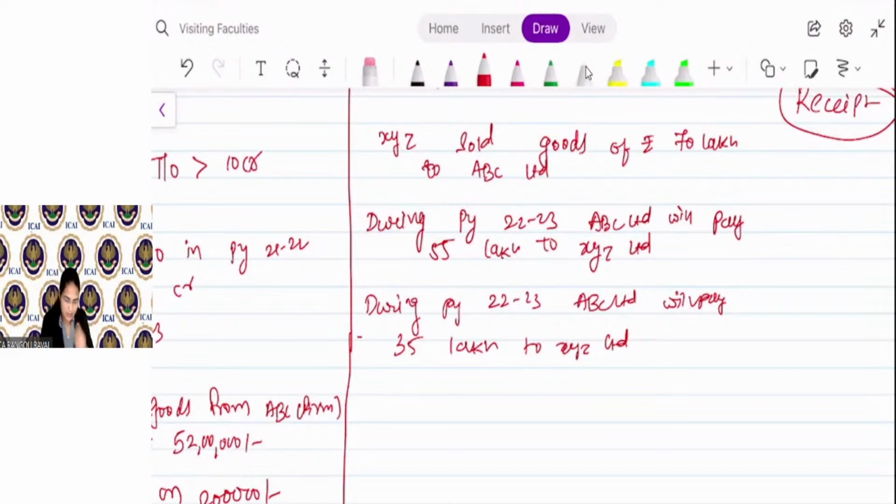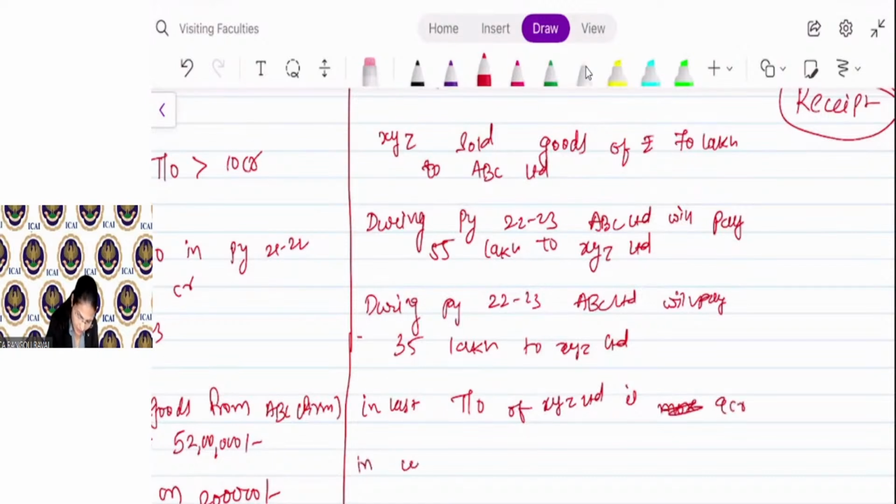Say for example, in last year the turnover of XYZ Limited is 9 crore. And in current year, they receive 70 lakh from ABC Limited. Whether TCS is applicable? After 50 lakh, whatever amount you will receive, you have to collect TCS.